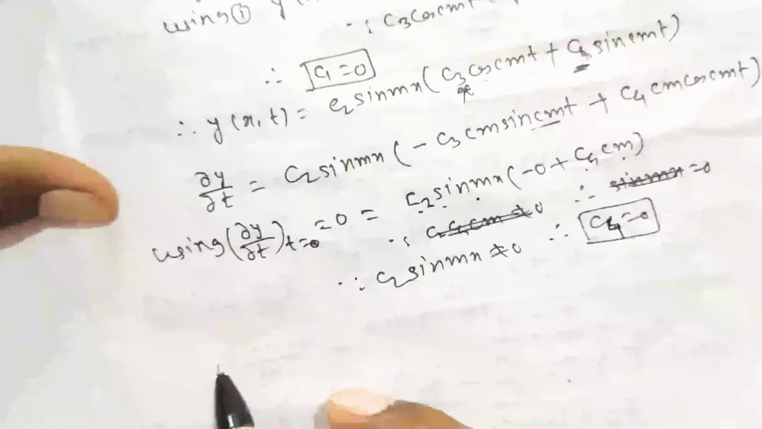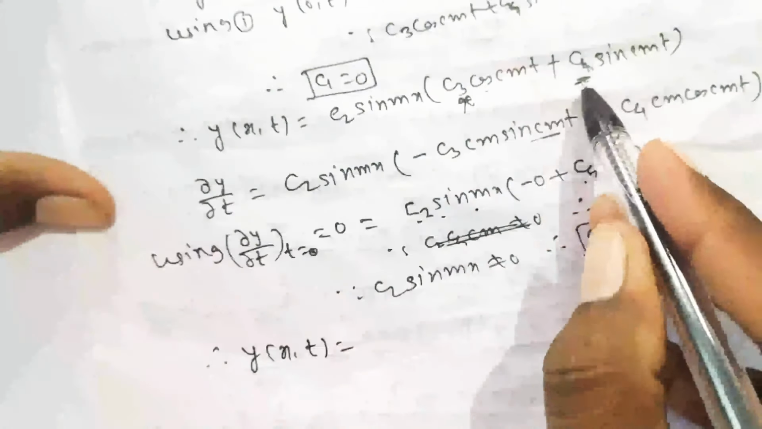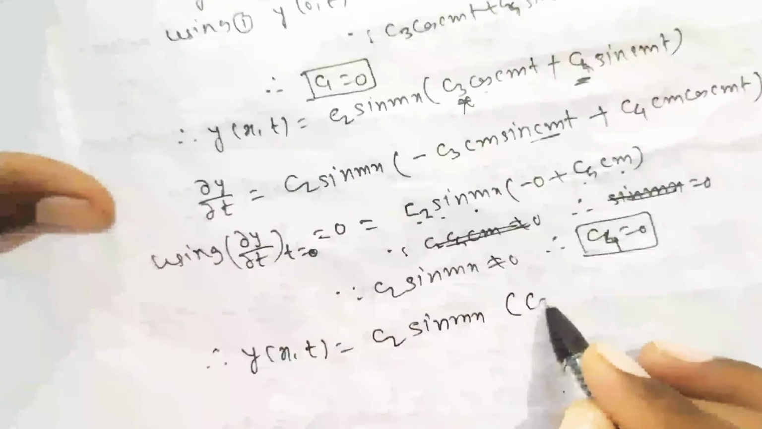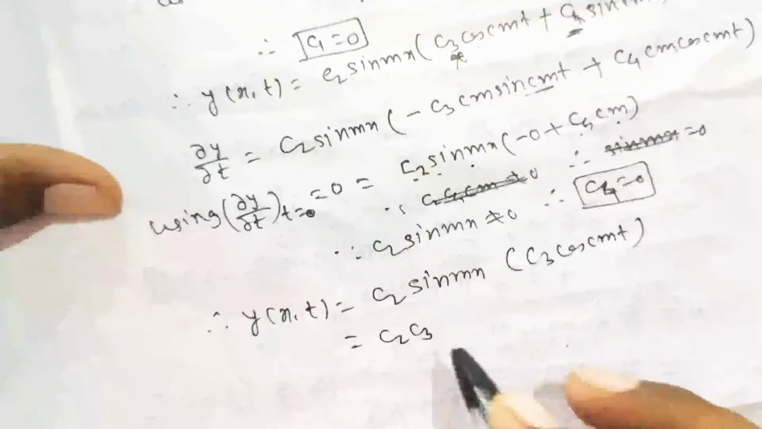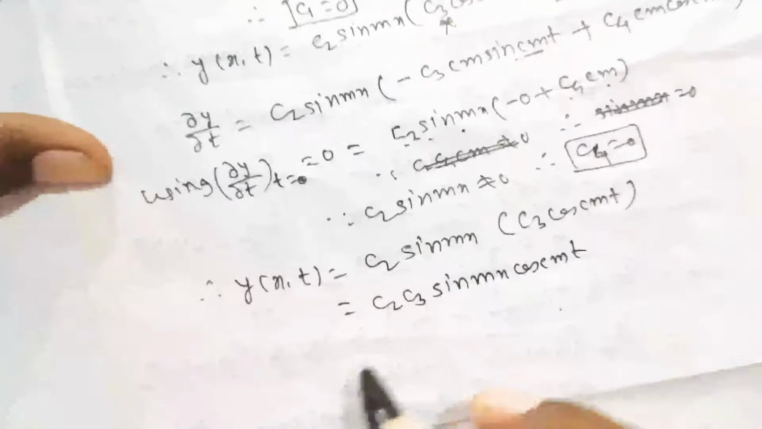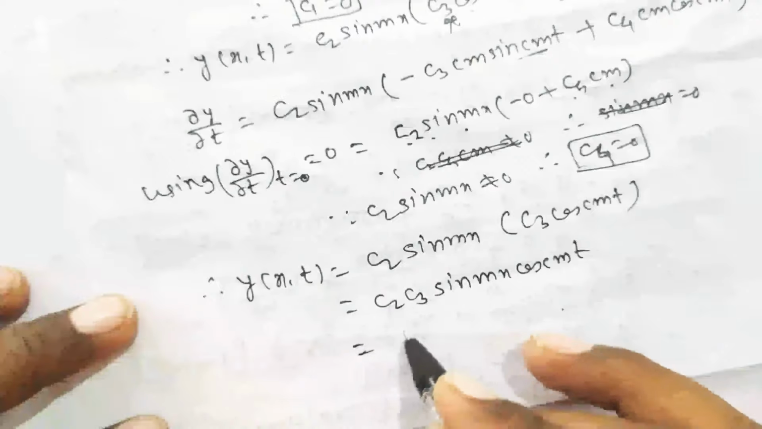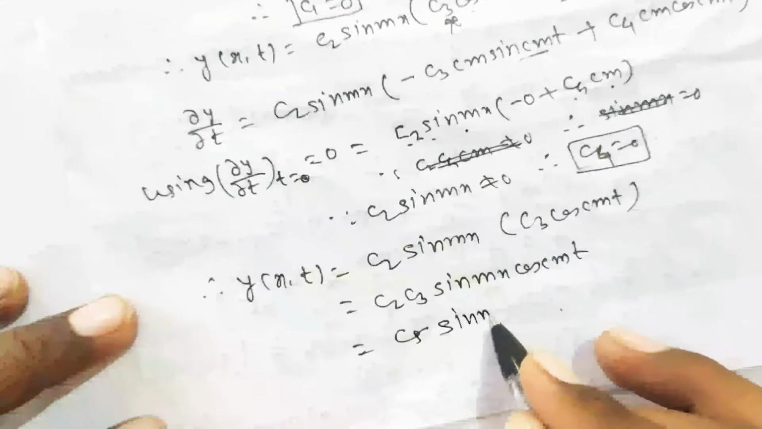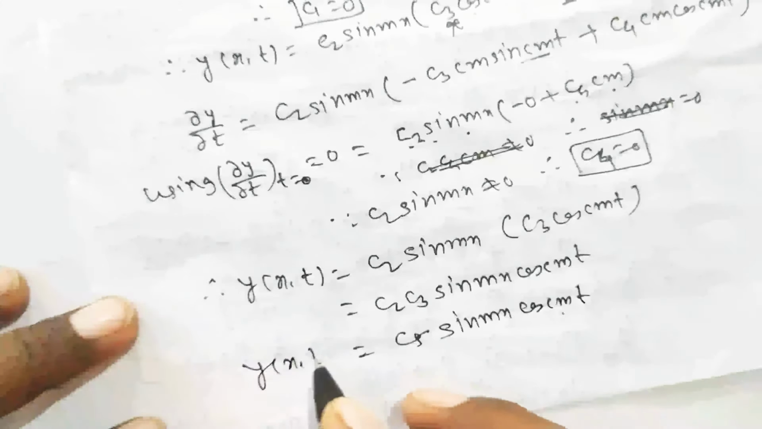So c4 is 0 here, and therefore y of xt is equal to, if you put c4 equal to 0 here, then we will get c2 sin mx into c3 cos cmt, and this can be written as c2 into c3 sin mx cos cmt, and the c2 and c3 are arbitrary constants. We can write next constant, say c5, because up to c4 already constants are there. So c5 sin mx cos cmt, okay. So this is the y of xt.